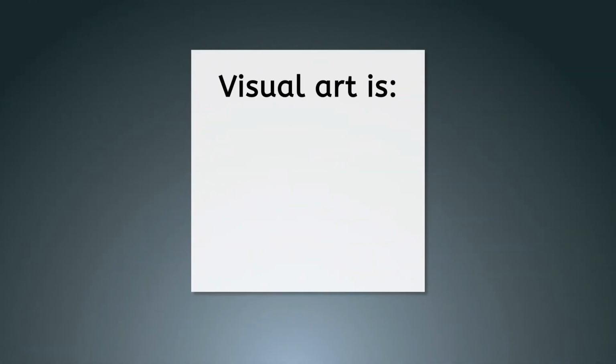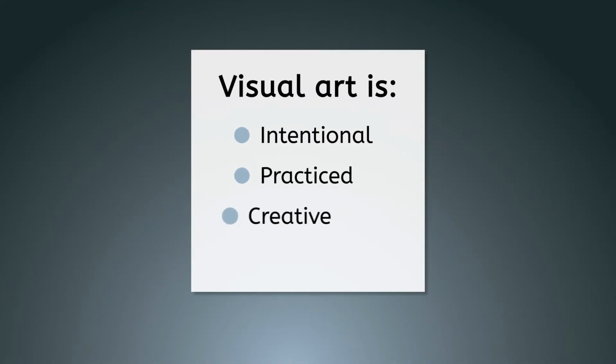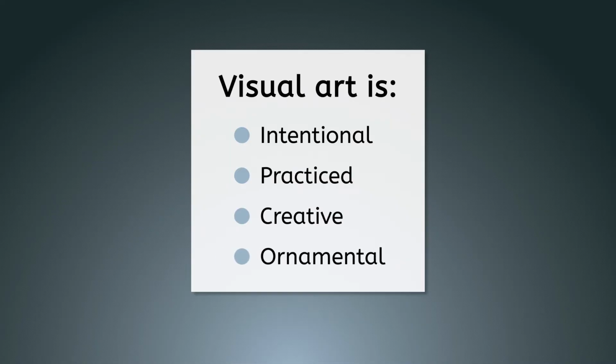So let's review. As a basic definition, visual art is intentional, practiced, creative, and ornamental. But this last word, ornamental? The word ornamental makes this a very limiting definition for visual art. It states that all art should be made for decoration, and well, that's simply not the case. You see, art can be made or used for many reasons other than adornment, but that is something we will discuss in our next lesson.